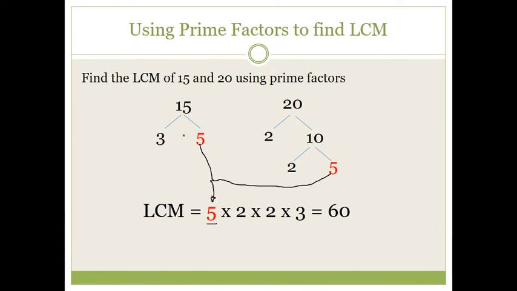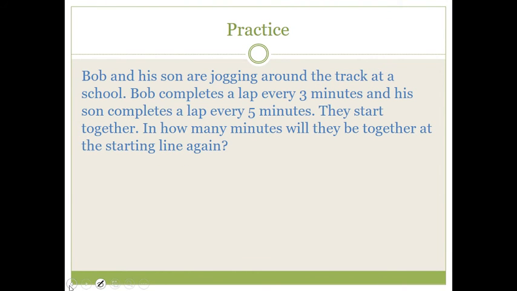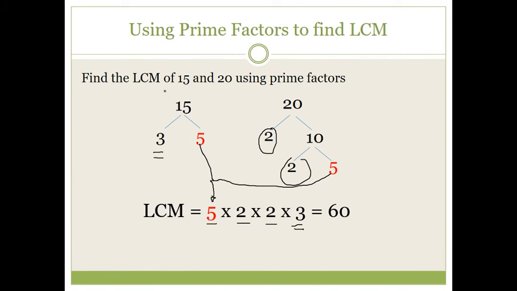And now notice what was left. We have 2 2's. So here they are on my list, a 2 and a 2, and then also a 3. So anything that was left over, I wrote it down once. And then we multiply our result together to get 60. So the least common multiple of 15 and 20 is 60.